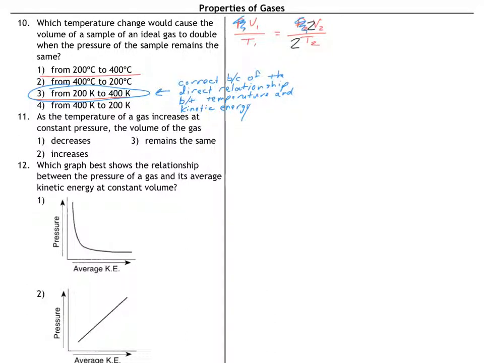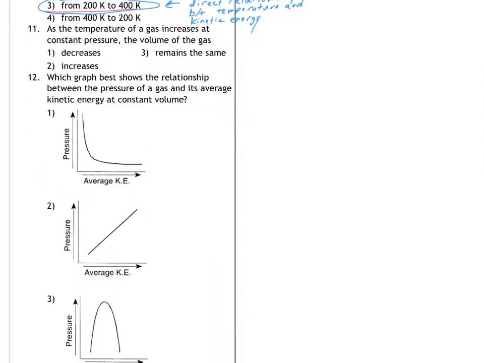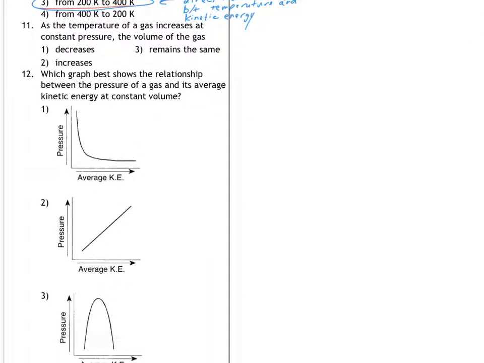All right, 11 is also conceptual. It says, as the temperature of a gas increases at constant pressure, the volume of the gas. I recommend using an equation to think about this one as well. So it says the temperature of the gas is increasing, but the pressure is constant. So let me remove pressure from the equation.